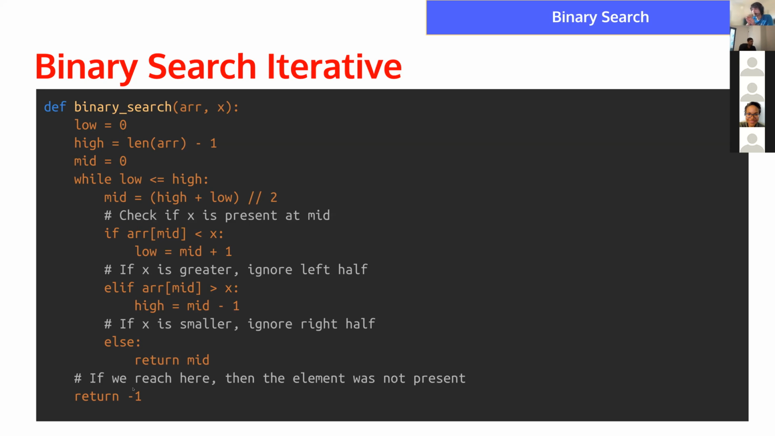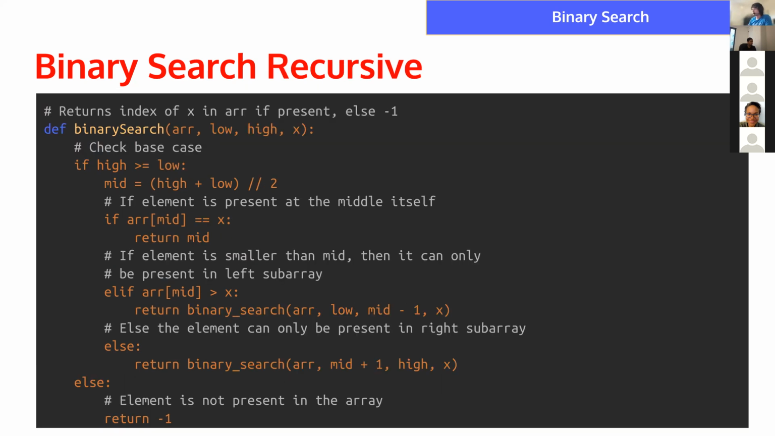Does this code make sense? It looks like these comments are a little out of order, but hopefully it makes sense. I see one thumbs up. Any questions? Okay, we're going to jump to the recursive version of this.